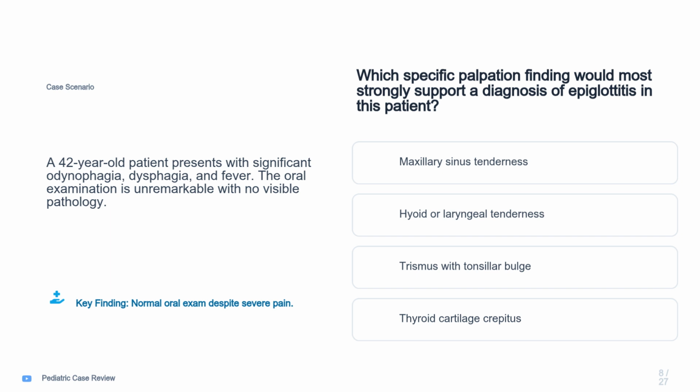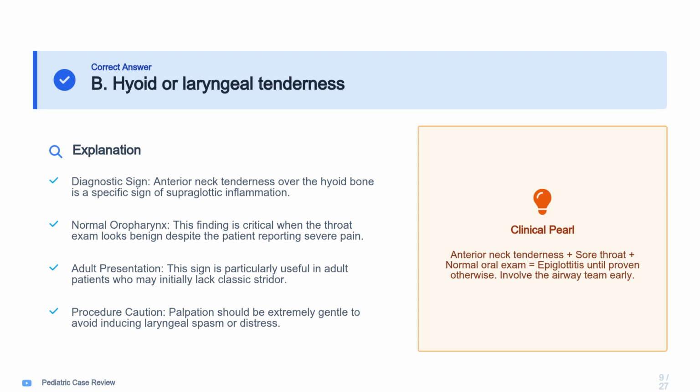Option A, maxillary sinus tenderness. Option B, hyoid or laryngeal tenderness. Option C, trismus with tonsillar bulge. Option D, thyroid cartilage crepitus. Consider the anatomical location of inflammation. The correct answer is B, hyoid or laryngeal tenderness.